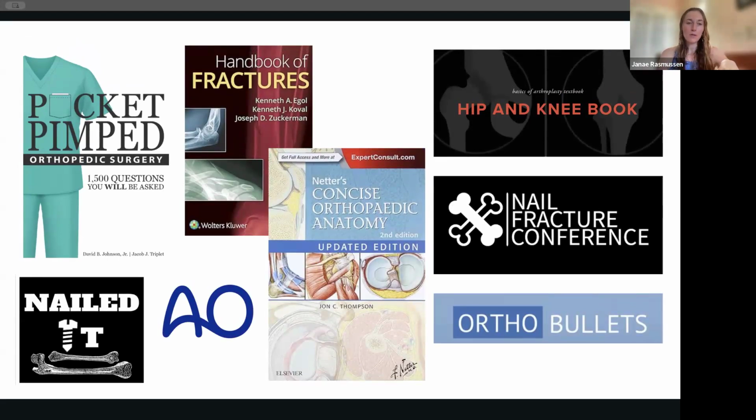So the Pocket Pimped book, that one is very helpful. They have a lot of pimp questions. I always had that in my pocket. And before a case, for example if it was an ACL or if you're going in to do a total hip, I would just quickly peruse and try to look at what are those questions, because you'll likely be asked those. It's very reliable. Nailed It Ortho is a great podcast. I listen to it on a lot of my longer drives. It's a really good resource.